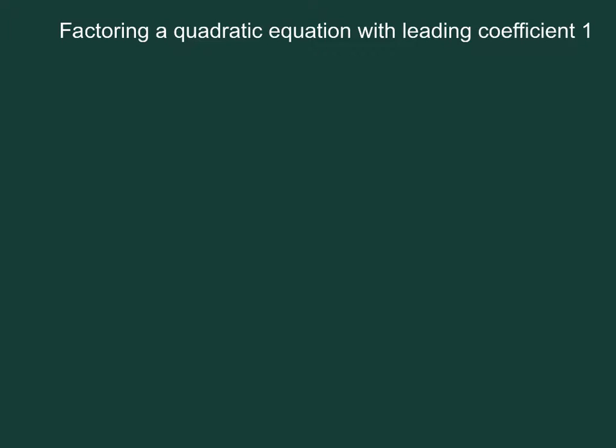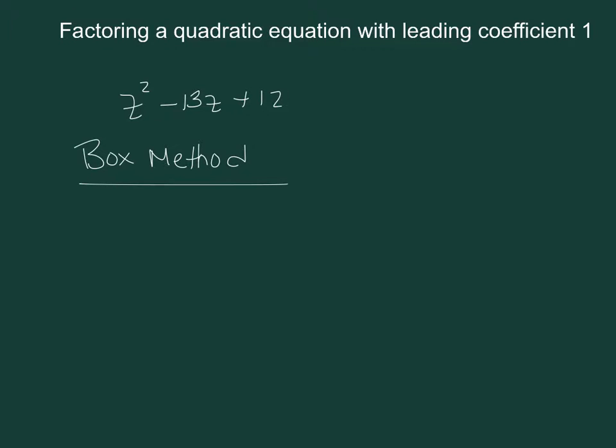Alright, so let's factor a quadratic equation with a leading coefficient of 1. Here's what we're going to use: z squared minus 13z plus 12. We're going to use the box method because this is actually going to be the fastest method for this scenario.